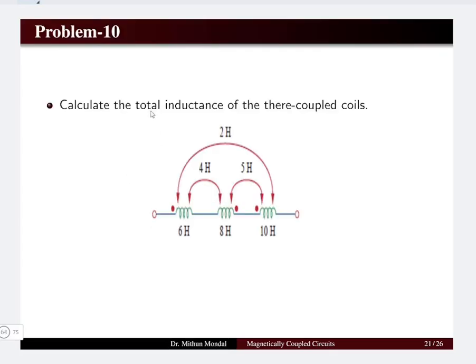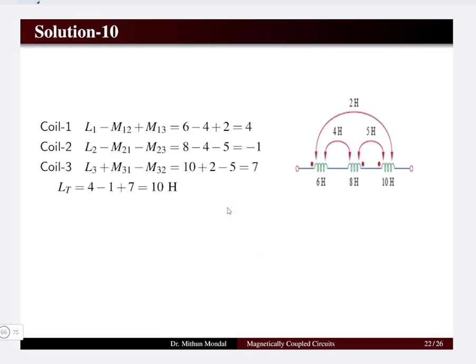Next problem, we have to find the total inductance of 3 coupled coils. So we have 3 coupled coils. Here we can see the values of 6 Henry, 8 Henry and 10 Henry. We have to note the position of the dot, how it is present and how the currents are entering or leaving the dots.